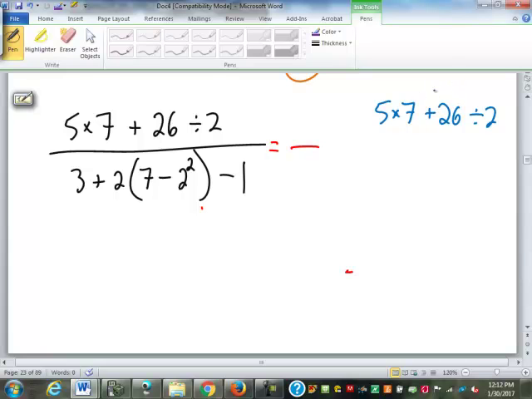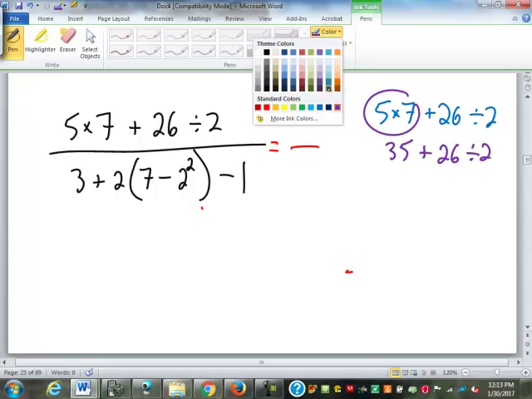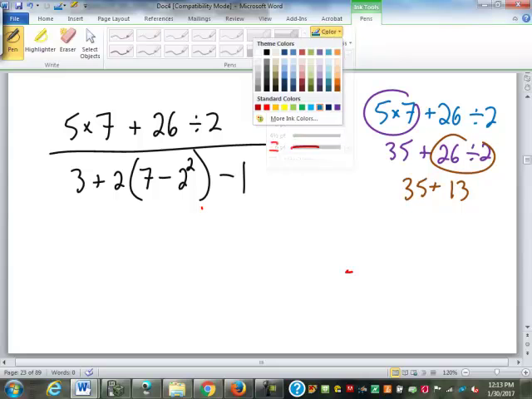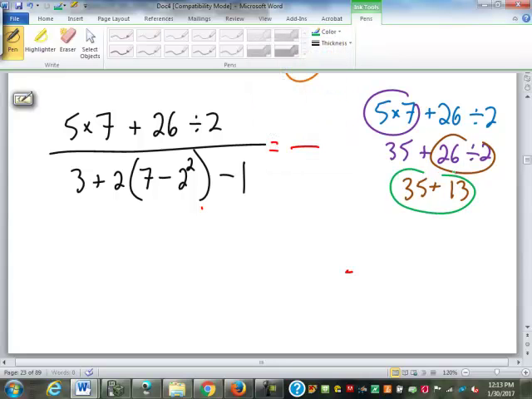Help me out. Multiply. 5 times 7 is 35. Very good. What would come next? Good. 26 divided by 2 is 13. And then we just add. 35 plus 13 is 48. So the top of this becomes 48.